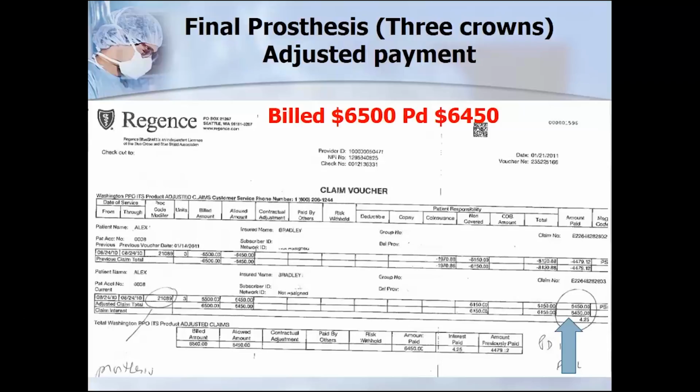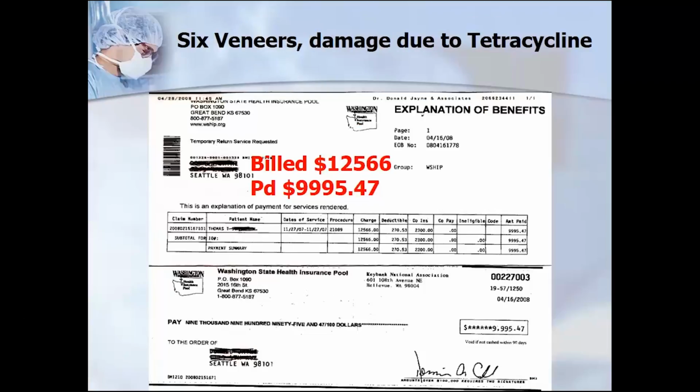In this example, we've got a final prosthesis, which were 3 crowns, and adjusted payment being made. Initially, Regents requested the money to be paid back, refunded. When we submitted an appeal, all of a sudden they changed their mind and they said, that's a valid argument, and they paid all but $50 on that. Again, this was not a trauma case.